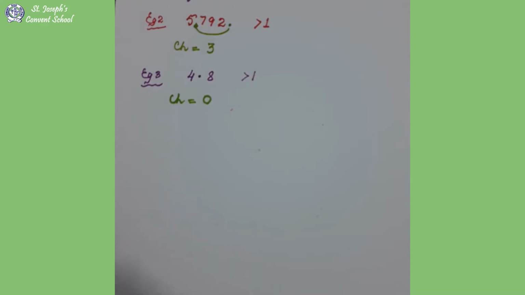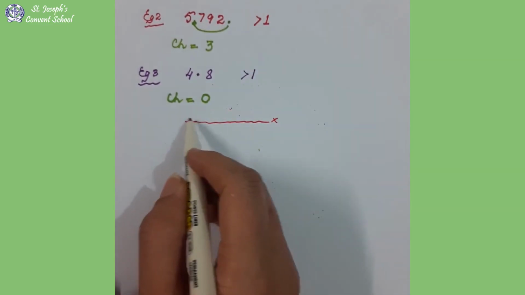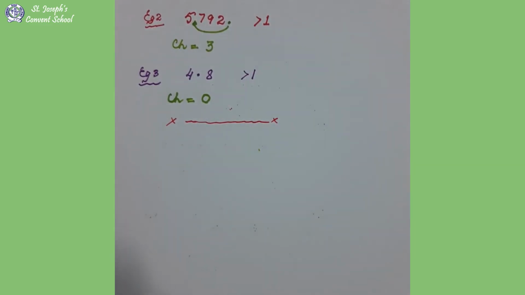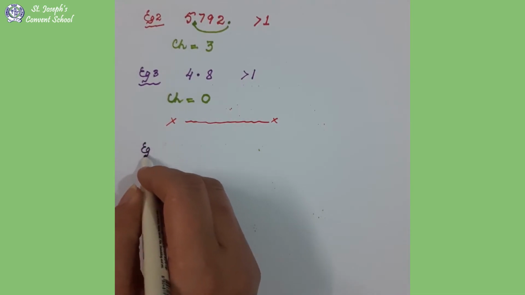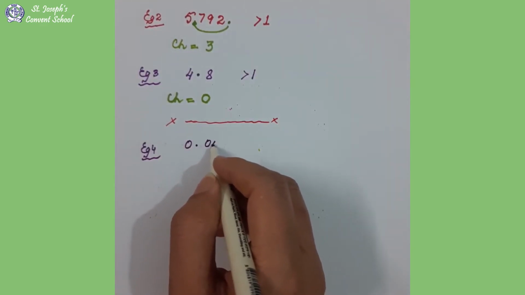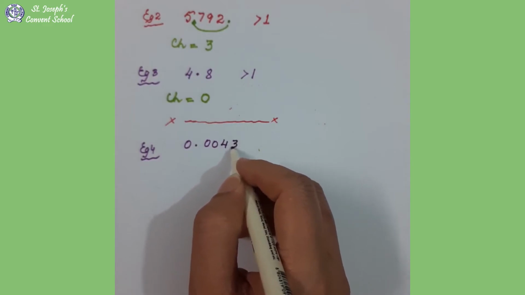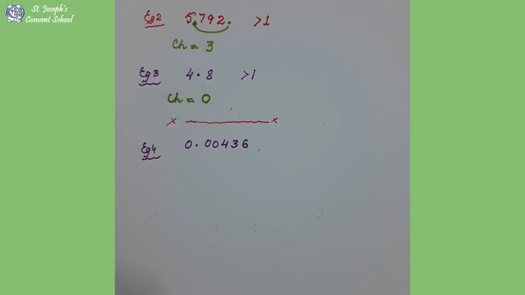Now I'm going to give you the example of negative characteristic. So when the number is greater than 1, characteristic is positive. Now if the number is less than 1, okay, this we have completed, the positive one. Let's do the negative one. When the characteristic is negative, how to find the characteristic? Now suppose the number is, for example, 0.00436. Okay, now in this case you have to shift the decimal.